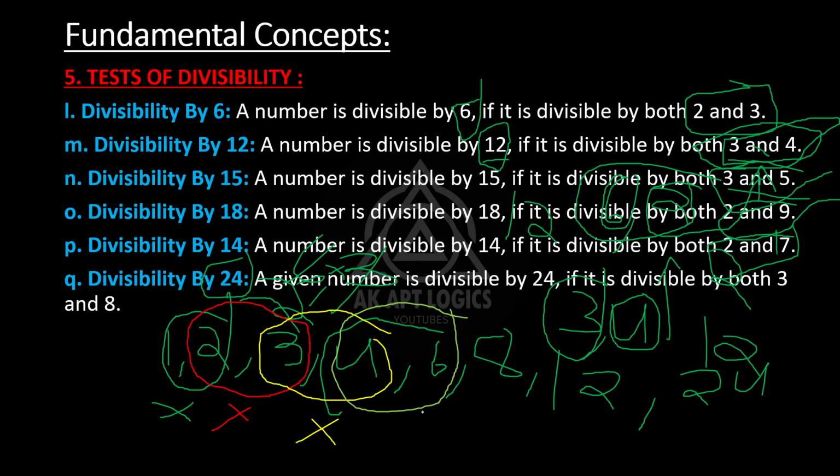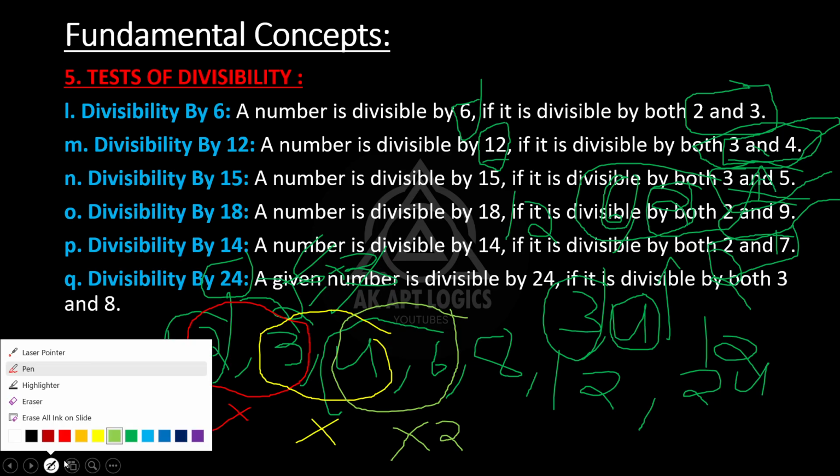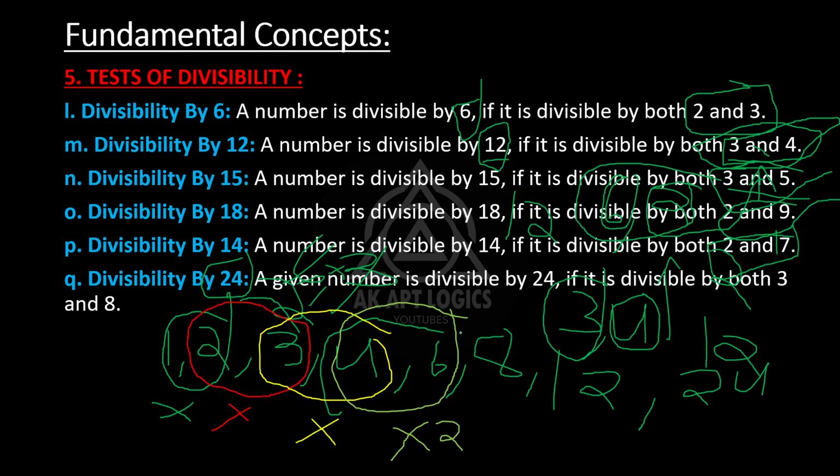The multiplication is 24. 4 times 6 is 24, but those are not co-primes, because the highest common factor is 2. Now we are going to take 6 and 8. 6 times 8 is 48. The multiplication is not equal to 24, and both are not co-primes.